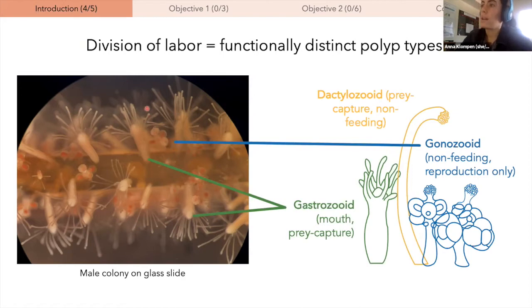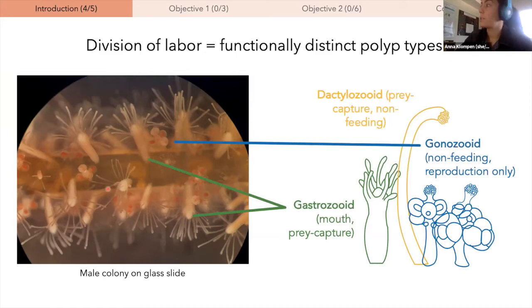So here, this zooid, a gastrozoid, looks very much like Hydra. It has a mouth at the tip here, and will also capture prey, deposit it into the mouth, and digest food for the rest of the colony. There's also gonozoids here. So this is a male colony.